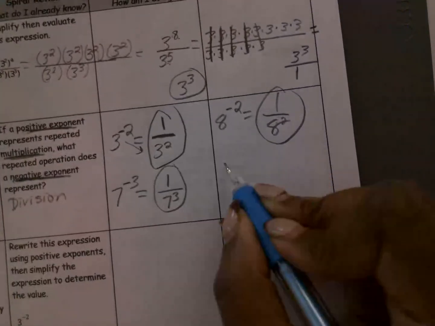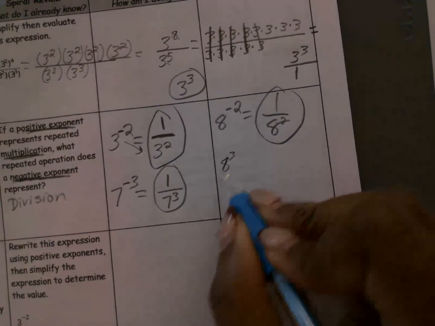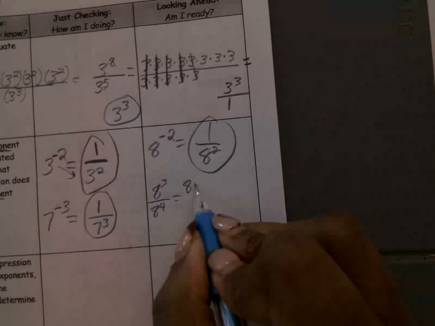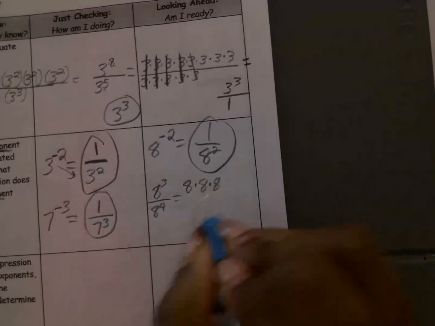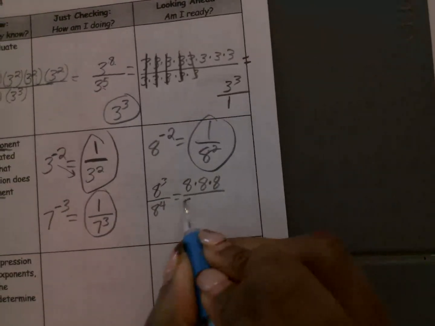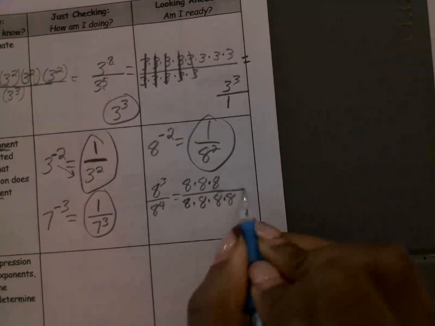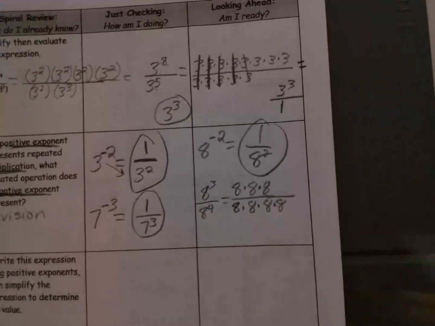When you have 8 to the third power divided by 8 to the fourth power, we write that as 8 times 8 times 8 on the top. On the bottom, we write it as 8 times 8 times 8 times 8. Any questions about how I wrote the expanded form on the top and the expanded form on the bottom? Do you understand that part? Okay, so now we're going to divide.